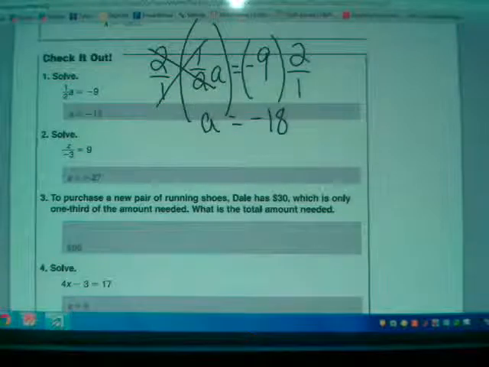Let's continue on to the second question. Z over -3 equals 9. So we have Z, the variable. That's in the proper spot because variables belong on the left side of the equal sign. We have 9, the constant, the lonesome number, whatever you want to call it. It's in the right spot because it's on the right side of the equal sign.